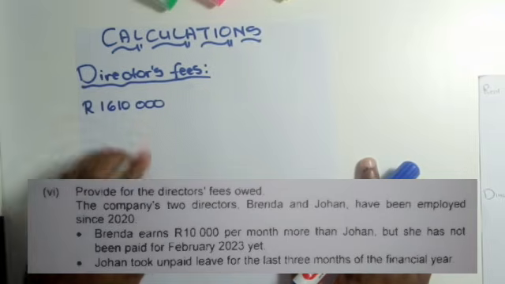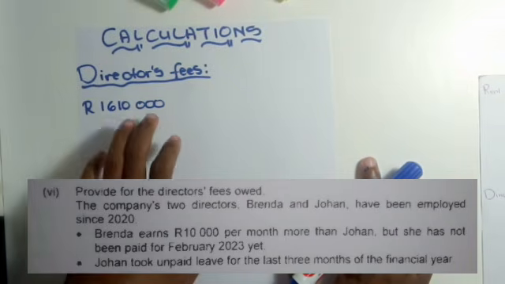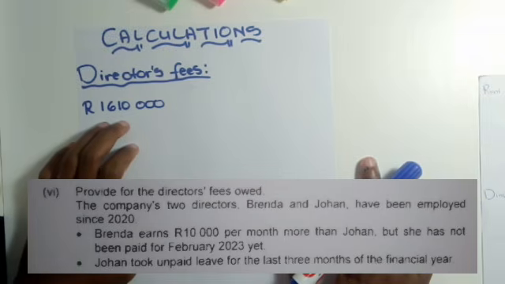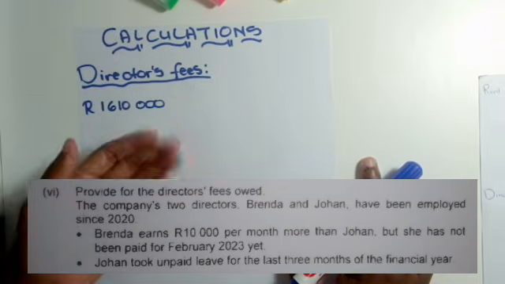Now, in this figure, we are safely assuming that there is Johan's 9 months of pay and Brenda's 11 months of pay, including her increase. Now, we cannot just take this amount and divide it by 2. Why? Because this amount doesn't represent an equal amount for both of them. Remember, Brenda earns 10,000 more, and also Brenda is being paid for 11, while Johan has been paid for 9. So it's not as simple as taking this amount and dividing it by 2.